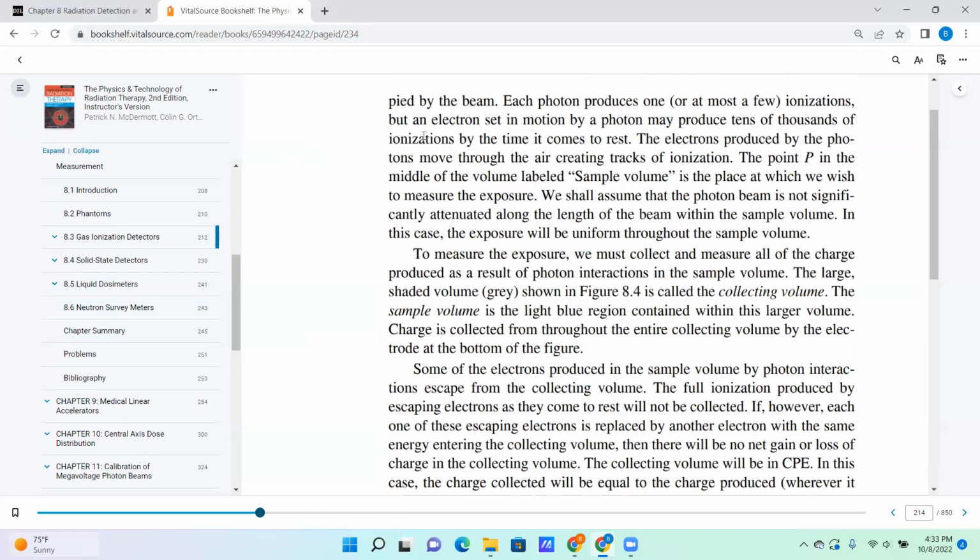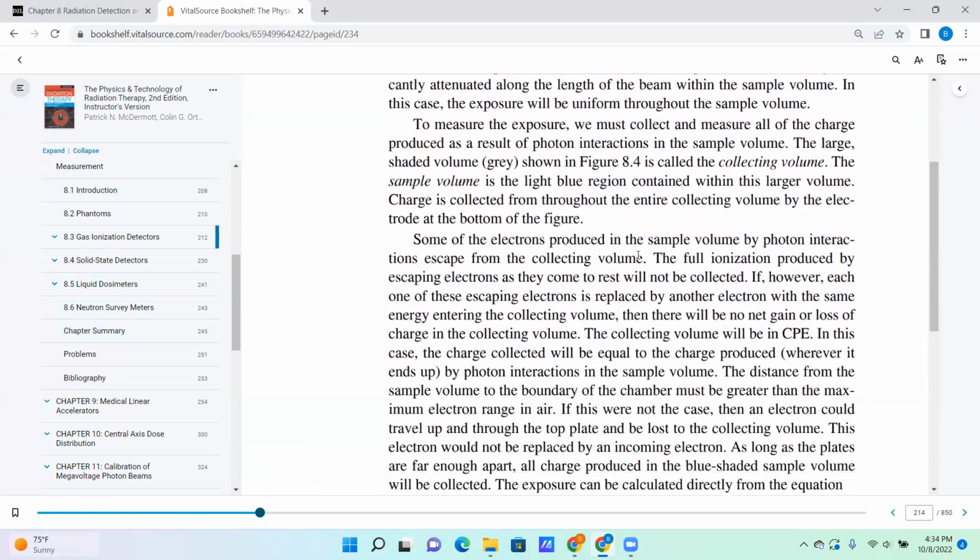We shall assume that the photon beam is not significantly attenuated along the length of the beam within the sample volume, so it'll be uniform throughout the sample volume. To measure the exposure, we must collect and measure all of the charge produced as a result of photon interactions in the same volume. The gray volume that you saw before is called the collecting volume. The sample volume is the light blue region. Charge is collected from throughout the entire collecting volume by the electrode at the bottom.